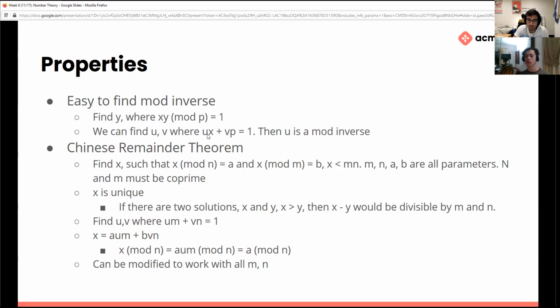And since we know ux plus vp is equal to 1, then we can take the modulo p of both sides, and we get that ux mod p is 1. So u is the mod inverse.